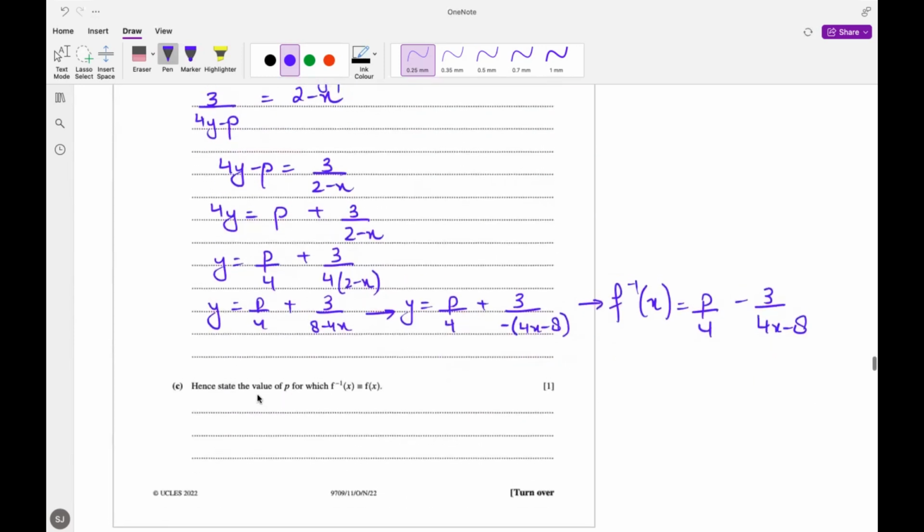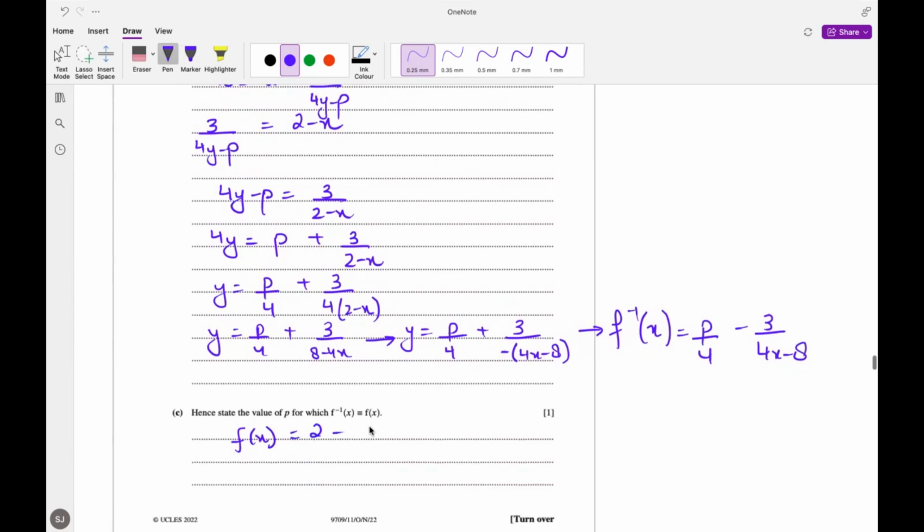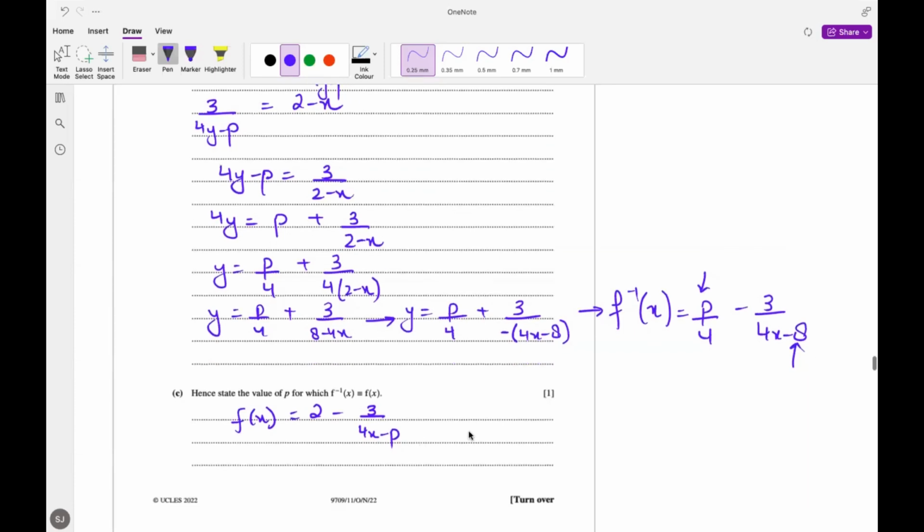In part C, it is asking, hence state the value of p for which f inverse of x is basically identical to f of x. Now, f of x was, if you look at the expression, 2 minus 3 upon 4x minus p. Now, in place of p over here, we have an 8. So if I put an 8 up here, 8 upon 4 will become a 2. So we'll say that for p equals 8, f inverse of x will be identical, or an identity, of f of x.